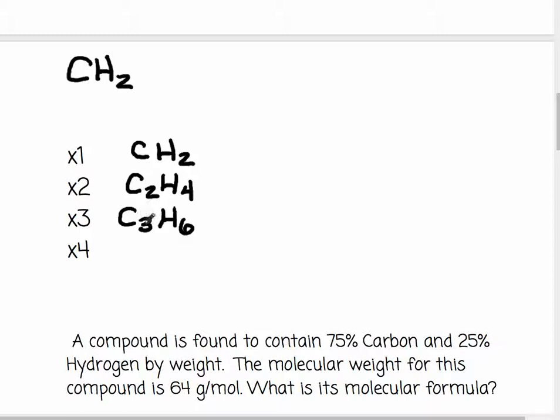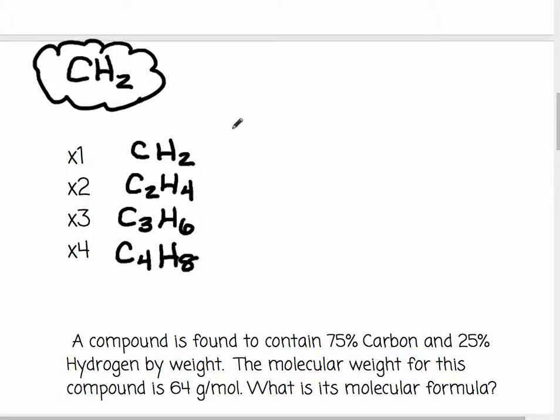C3H6. See how my ratio is staying the same? 3 to 6, 2 to 4. It's still a 1 to 2 ratio. And let's do the last one. C4H8. It's 1 times, 2 times, 3 times, 4 times. So these molecular formulas are multiples of this empirical formula. Here's my empirical formula up here.